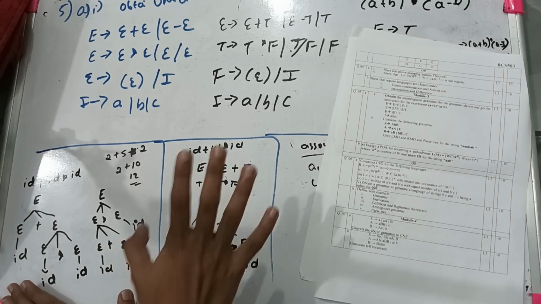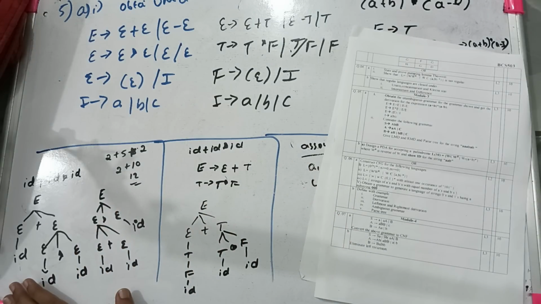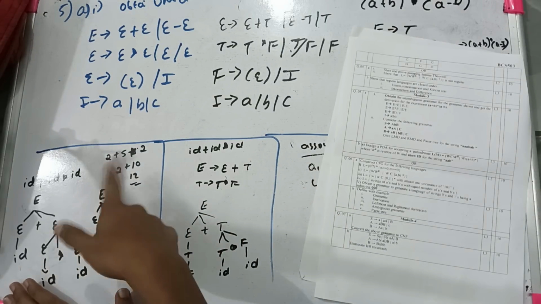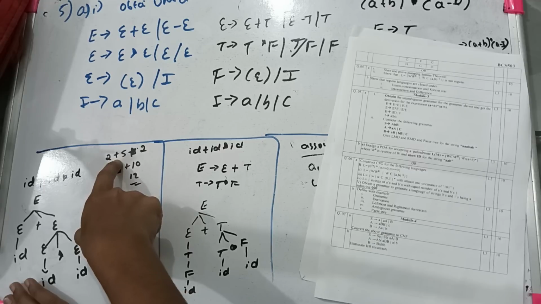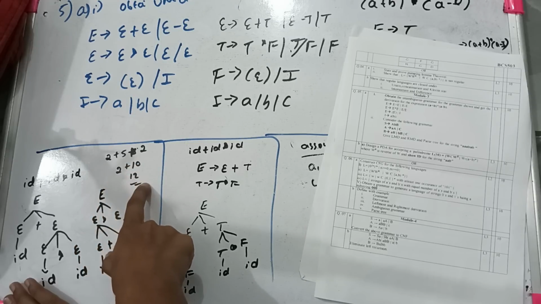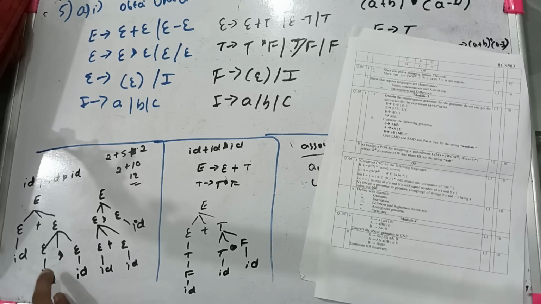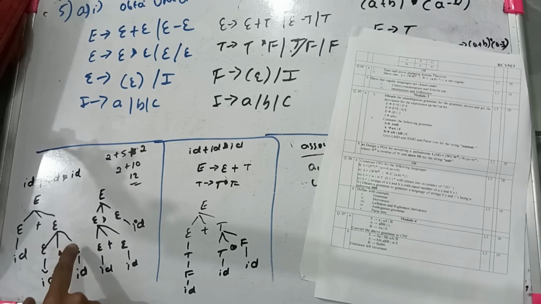Okay, if I consider I have numbers 2 plus 5 into 2, you know, star has a higher precedence. First we need to solve star, then we need to solve plus. So 5 into 2 is 10, next 10 plus 2 is 12. This is the order, right? In this case it is going to solve the same. 5 into 2 is the initial one, and after that it solves plus.